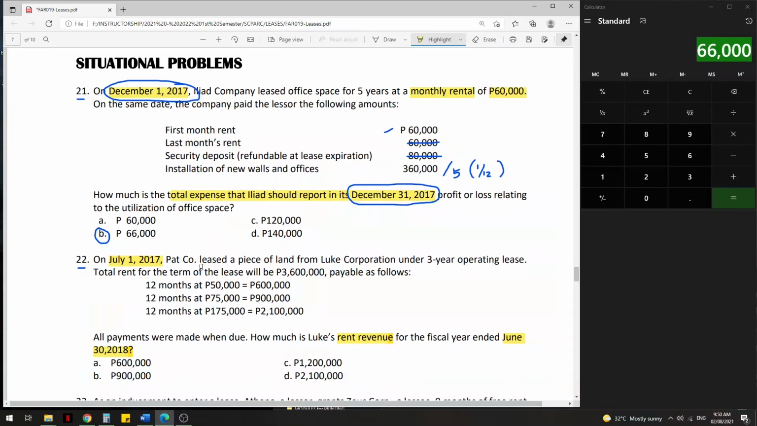July 1, Pat Company leased a piece of land from Luke Corporation under 3-year operating lease. Total rent for the term of the lease will be $3,600,000.